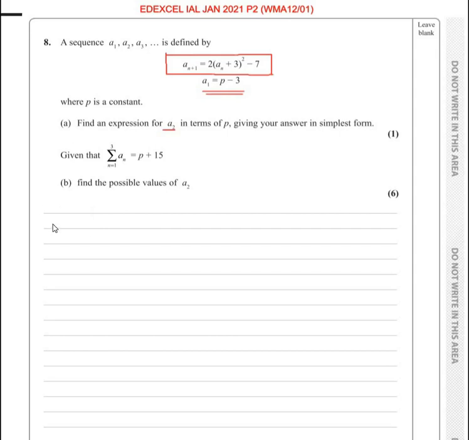So let us just write down the given rule. a(n+1) is equal to (an + 3) the whole square minus 7. And a1 is given as p minus 3. And a2 is asked. What is a2?